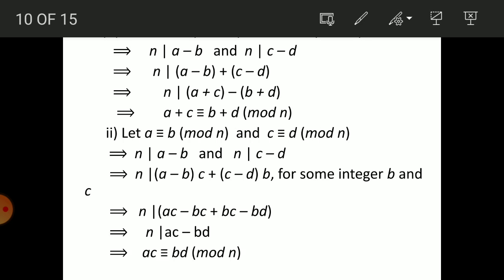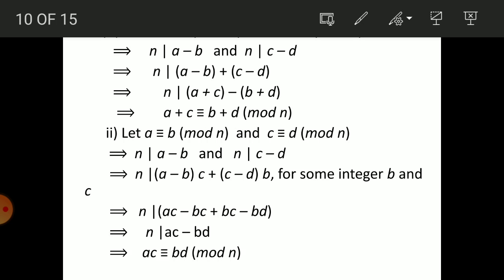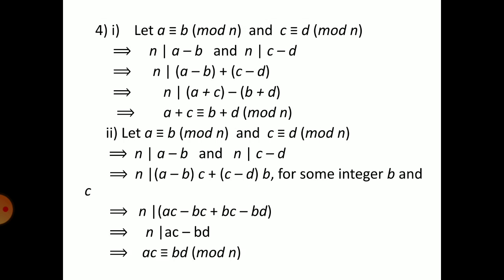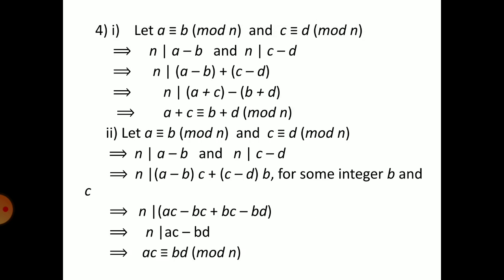Okay, means multiplying by C here, multiplying by B here, and taking addition, we get n divides A minus B times C plus C minus D times B, for some integers B and C. Now simplifying, we get n divides AC minus BC plus BC minus BD. Minus BC plus BC get cancelled and we get n divides AC minus BD, and by the definition of congruence this implies AC is congruent to BD mod n.